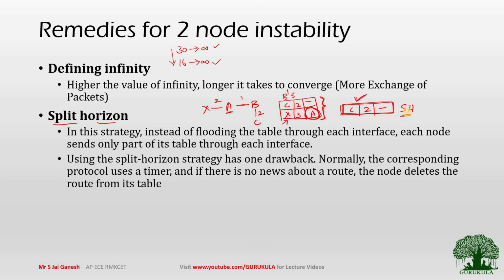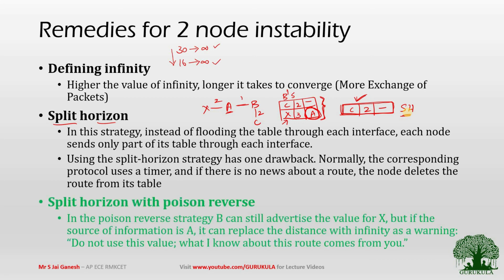If we follow the split horizon technique, A is not going to hear about X from B over a period of time. So there is a lot of possibility that A can remove the entry of X from its routing table. That is what is mentioned in split horizon. But there is one remedy which could solve this. In Poison reverse, instead of not sending the entire table, we can send the table.